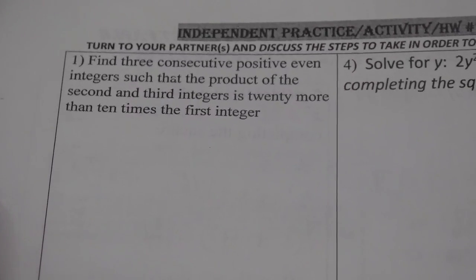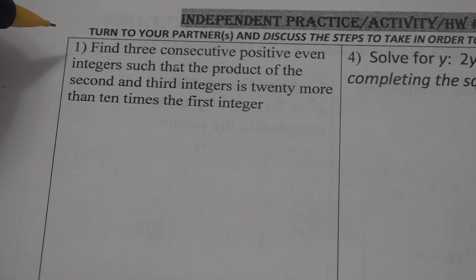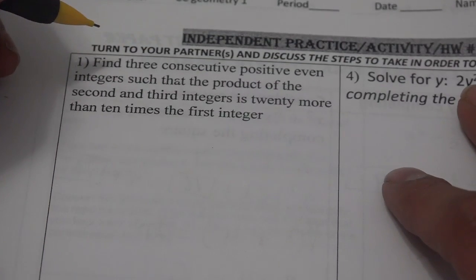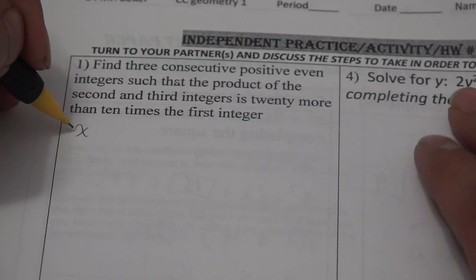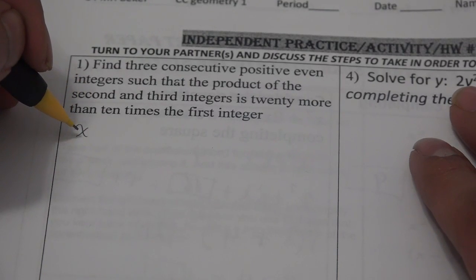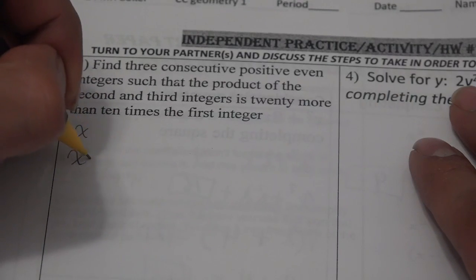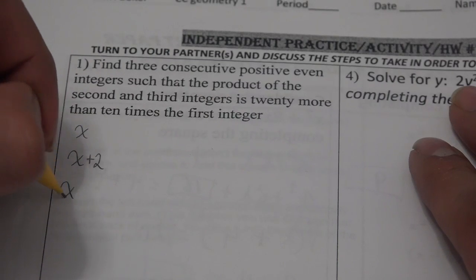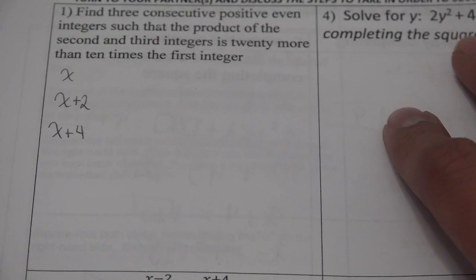Okay, so it says, find 3 consecutive positive even integers such that the product of the second and the third integer is 20 more than 10 times the first integer. I have no idea what I'm reading, but anyway, let's do it. 3 consecutive positive even integers. If you start with the first integer, your first integer should be x. Your second integer, since even numbers go by 2s, is going to be x plus 2. And the third one is going to be x plus 4. That's what I know. Okay, so what else?